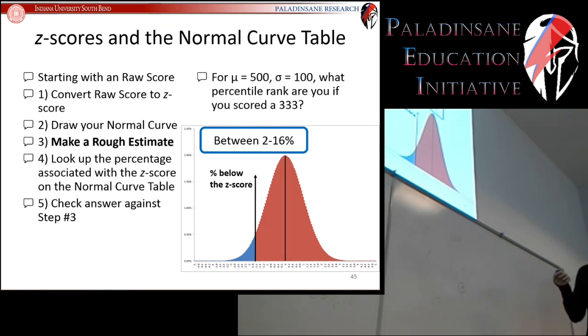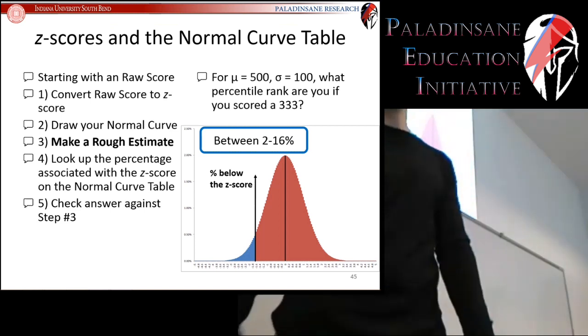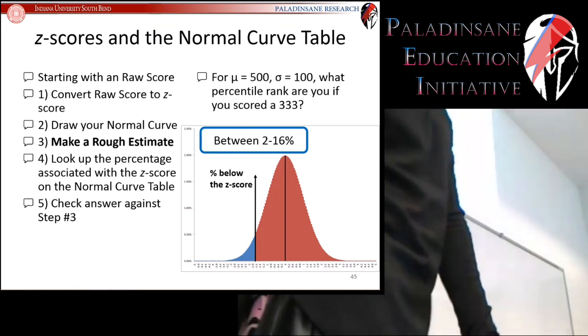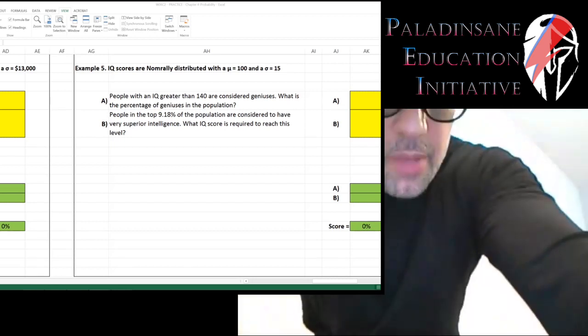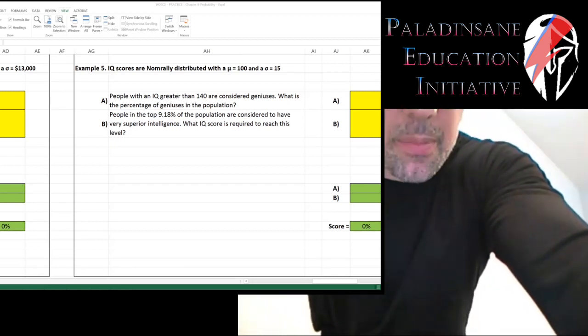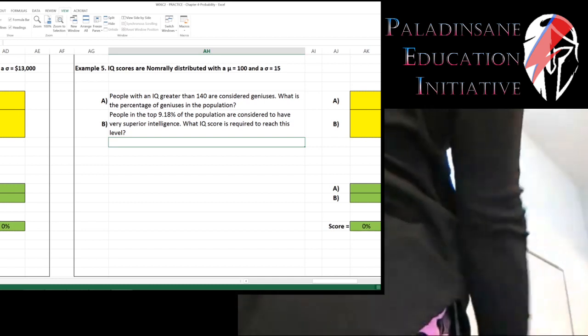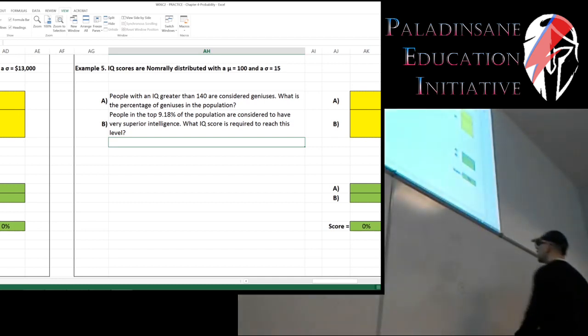There's no issue there. There are steps when you start with a raw score and you're going to get a percentage. And then there is a separate set of steps when you're starting with a percentage and you need to get a raw score. So follow that. The only thing I'm not going to do here is make a rough estimate, because that is just a double check. That's not required. I just want to make sure that we have a good understanding of how to do the rest of this. So let me bring up this question. There it is. Let's give this a shot.